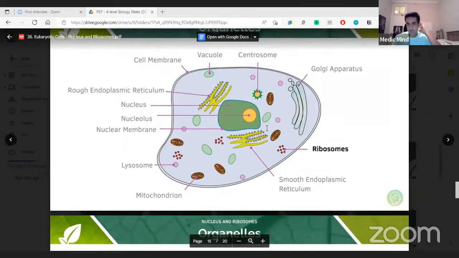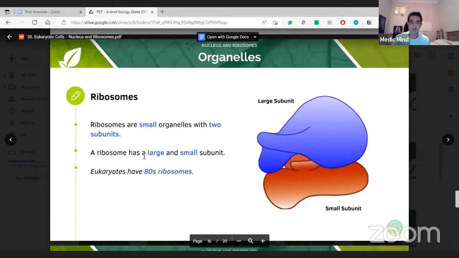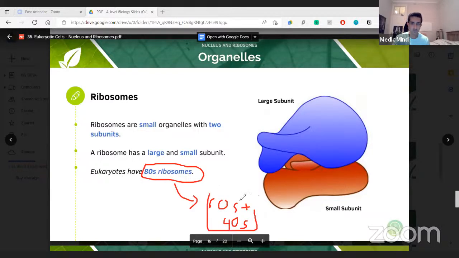The last other structure we need to talk about is ribosomes. So ribosomes are small organelles with two subunits. A ribosome has a large and a small subunit. Eukaryotes have 80S ribosomes, which, as I mentioned in a previous lesson, is made up of a 60S and a 40S ribosome. Is anyone able to comment and think for a second here, why, when we have a 60S and a 40S subunit, that means the ribosome is 80S, not 100S, because that obviously doesn't add up.